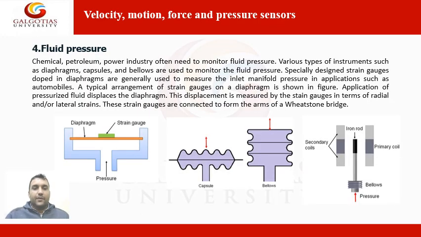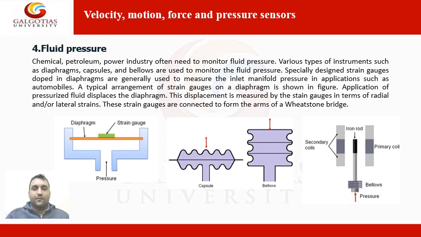Fluid pressure. The chemical, petroleum and power industries often need to monitor fluid pressures. Various types of instruments such as diaphragms, capsules and bellows are used to monitor the fluid pressure. Specially designed strain gauges dropped in diaphragms are generally used to measure the inlet manifold pressure in applications such as automobiles. A typical arrangement of strain gauges on a diaphragm is shown in this figure.